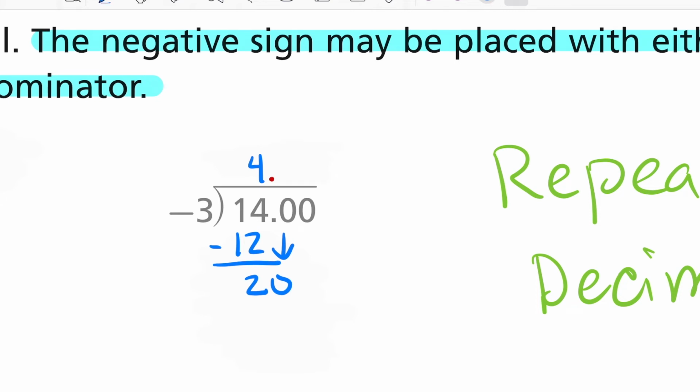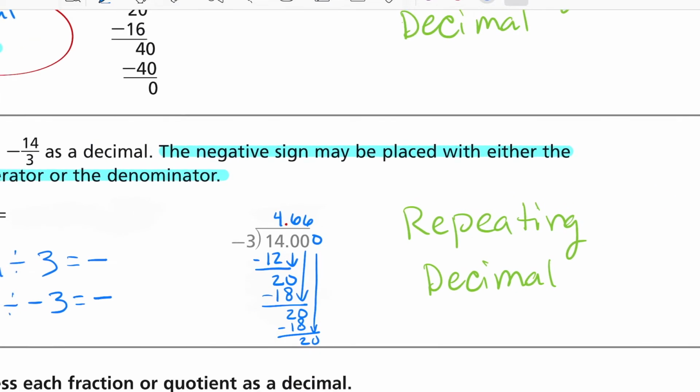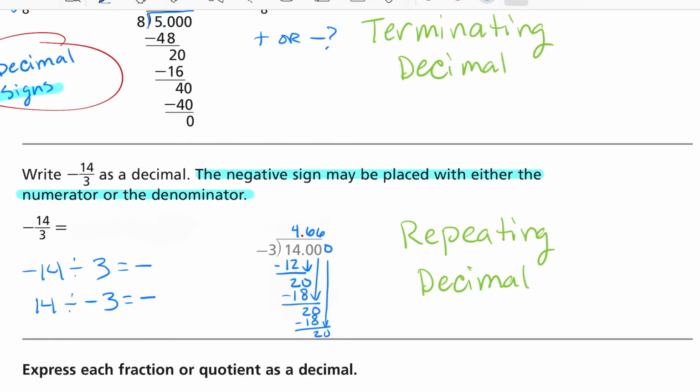3 goes into 20 6 times. So 6 times 3 is 18. Again, we're subtracting. 20 minus 18 is 2. I bring down my 0. It looks like that's going to be 6 again. And what are we noticing here? Say we kept going. It's going to be repeating. And note that the 6 is going to be repeating.